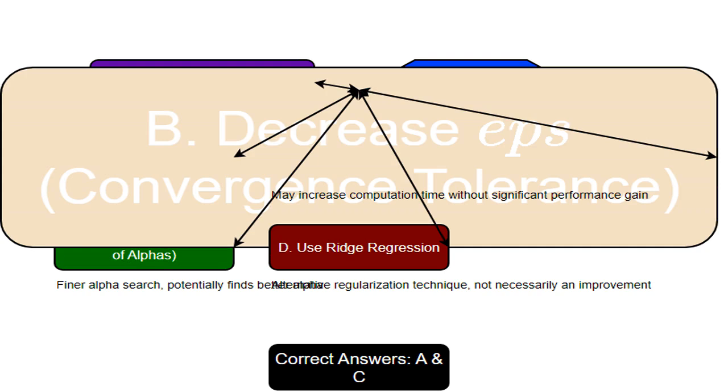eps controls how precisely the algorithm finds the best solution. Making it smaller means I'll get a more precise answer, but it might also take much longer to compute and might not significantly improve results. It's often less impactful than correctly tuning alpha.